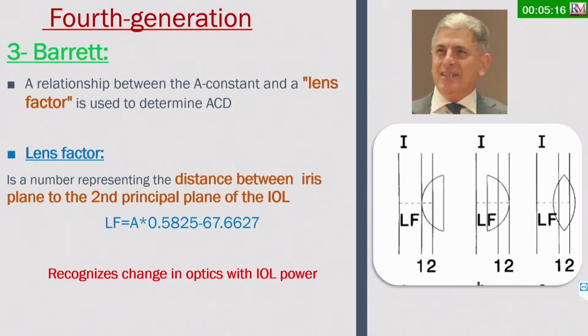And then for Barrett, there is a relationship between the A constant and what is called the lens factor. So what is the lens factor to determine anterior chamber depth? It is a number representing the distance between the iris, if this is the iris, and the second principal plane of the IOL, whatever the geometry of the IOL. Is it convex-plano, plano-convex, or biconvex? He thought that the second principal plane does not change much with the configuration or the geometry of the IOL. That's why this formula is very good, whatever the type of the IOL, high power or low power IOL.